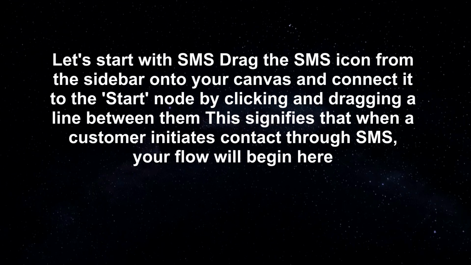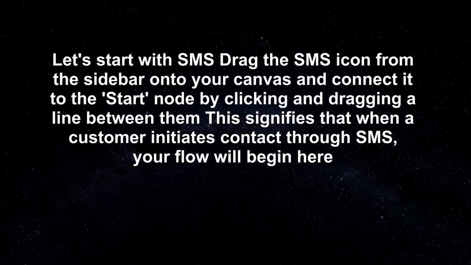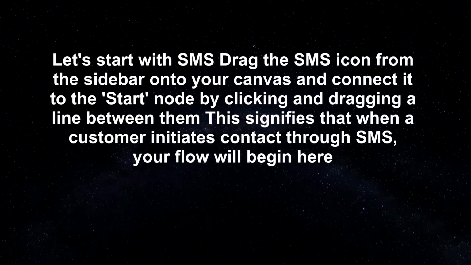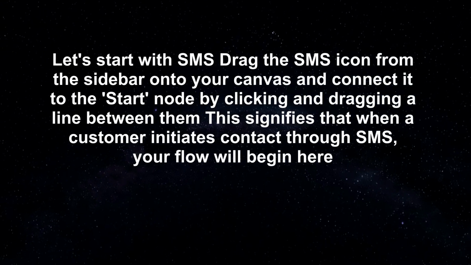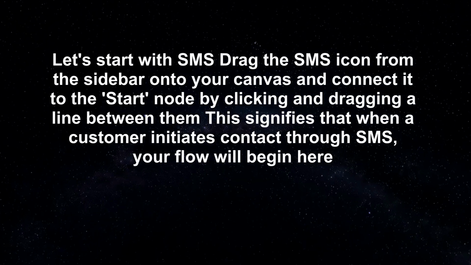Let's start with SMS. Drag the SMS icon from the sidebar onto your canvas and connect it to the Start node by clicking and dragging a line between them. This signifies that when a customer initiates contact through SMS, your flow will begin here.